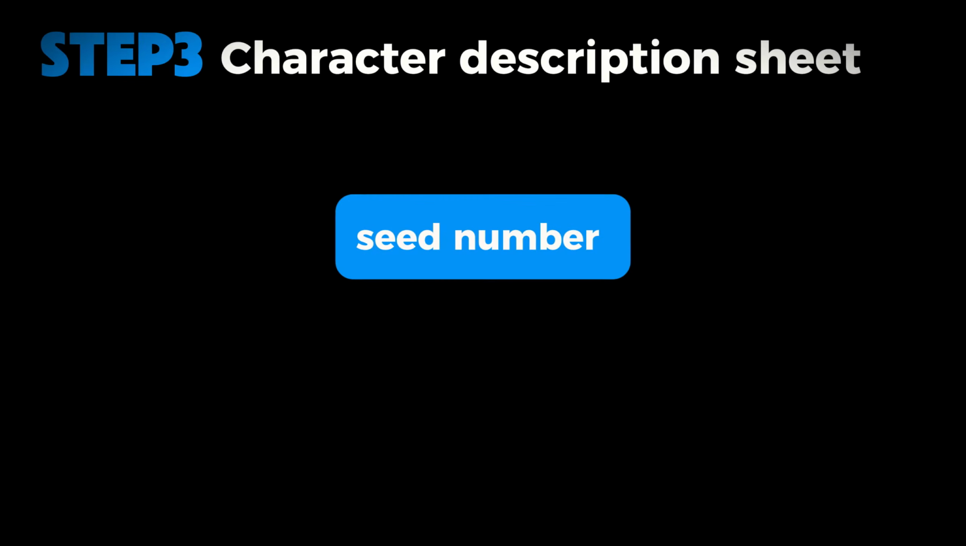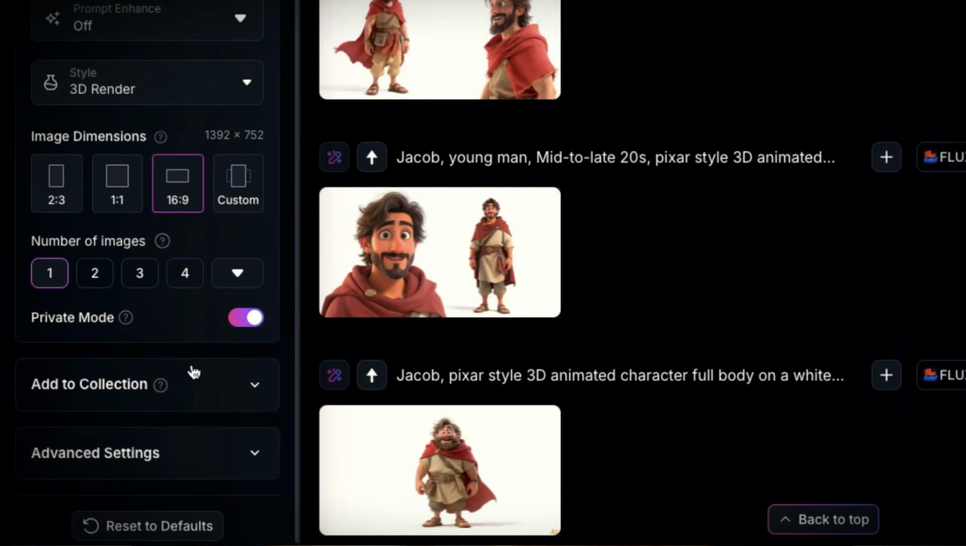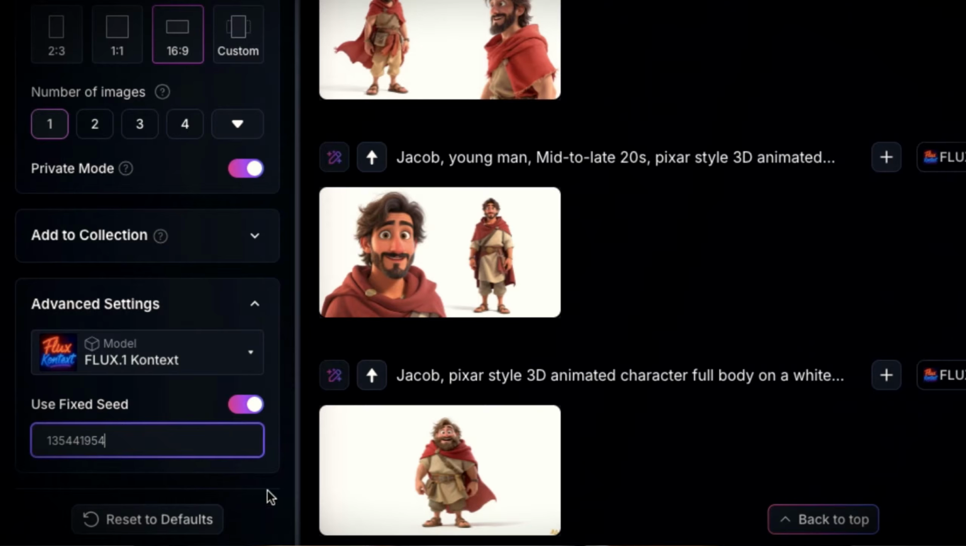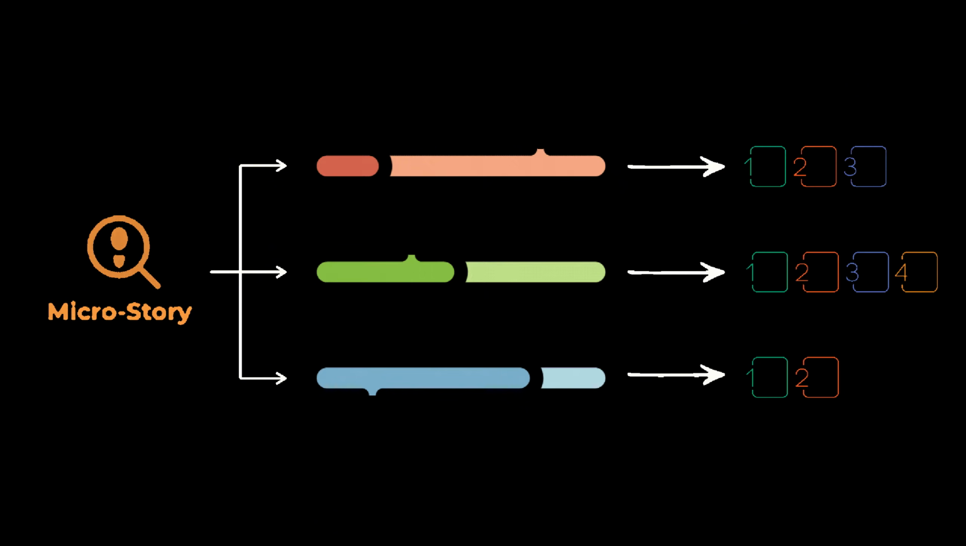That seed, combined with your locked-in prompt, is your blueprint. Reuse it every time to keep your character consistent, no matter the scene. This step only takes a few extra minutes, but it makes every single shot after this way smoother. You've got your micro-story. The scenes are clear, but now we need to break those scenes into shots.